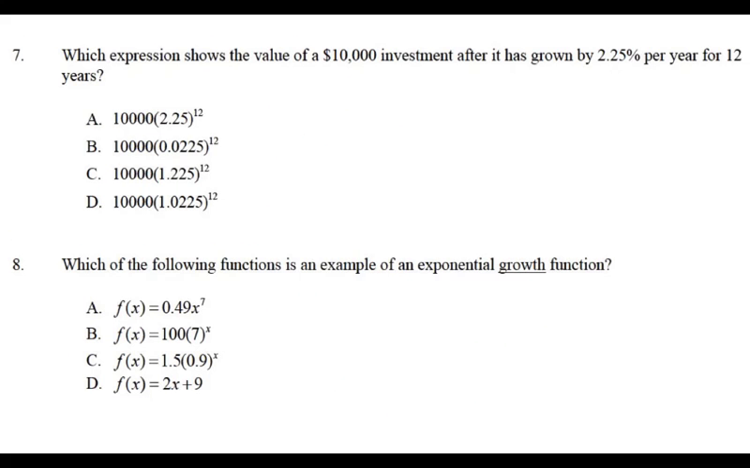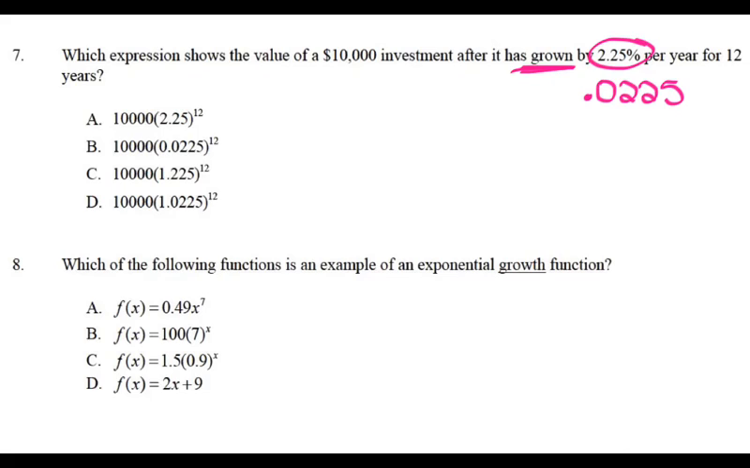Number 7, which expression shows the value of a $10,000 investment after it has grown by 2.25% per year for 12 years? So we first want to start by changing this percent to a decimal. Going to move that decimal over twice, so that's 0.0225. It says that your investment is growing, so this represents exponential growth.